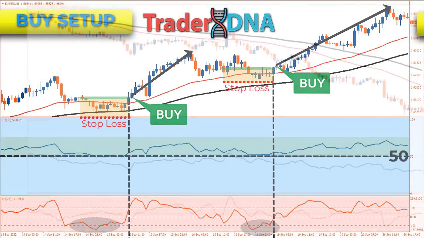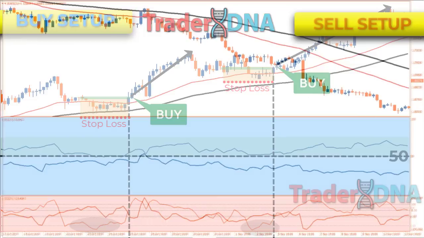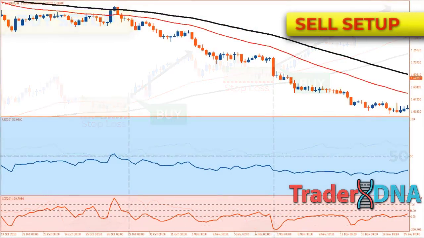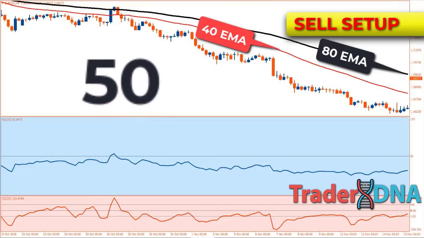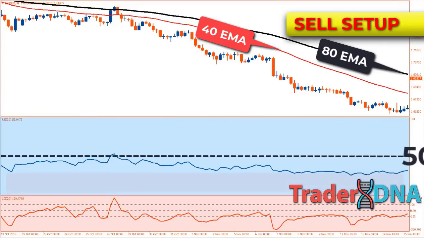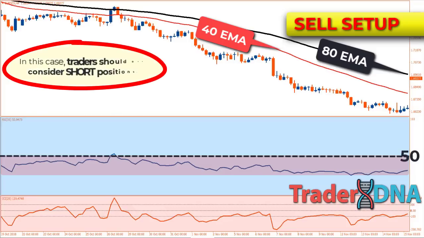Sell setup while using EMA, RSI and CCI indicators. A trader should only consider entering a short position or sell when: first, the 40 period is below the 80 period EMA. Second, the 30 period RSI reading is below 50. Whenever the 30 period RSI indicator is below the 50 line, it indicates the underlying price has turned bearish and that price is likely to continue edging lower. In this case, traders should only consider short positions.